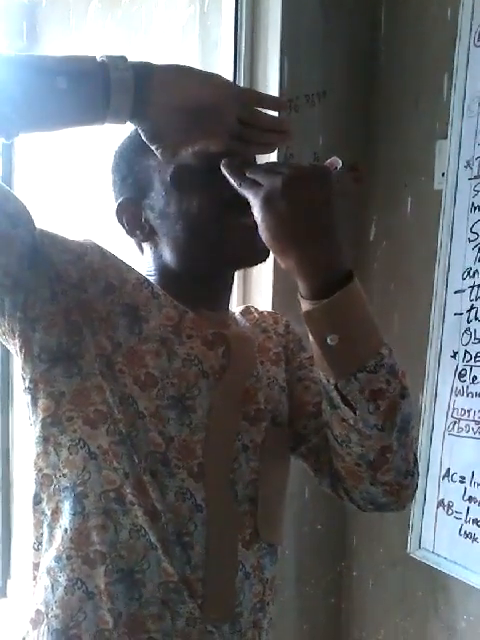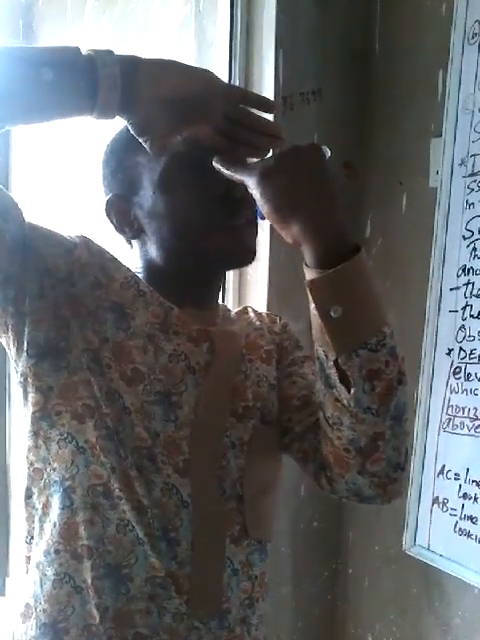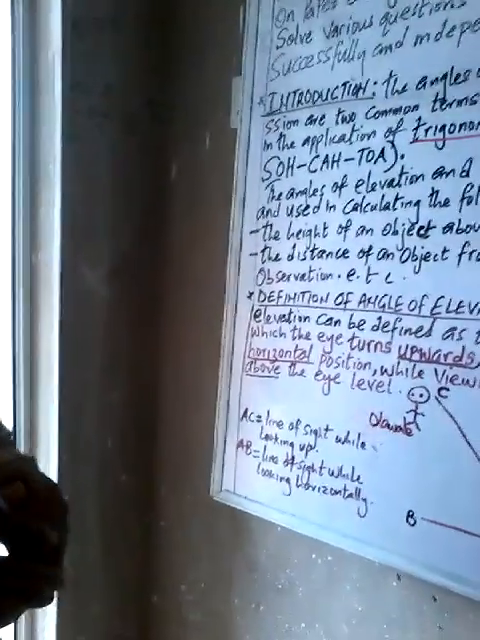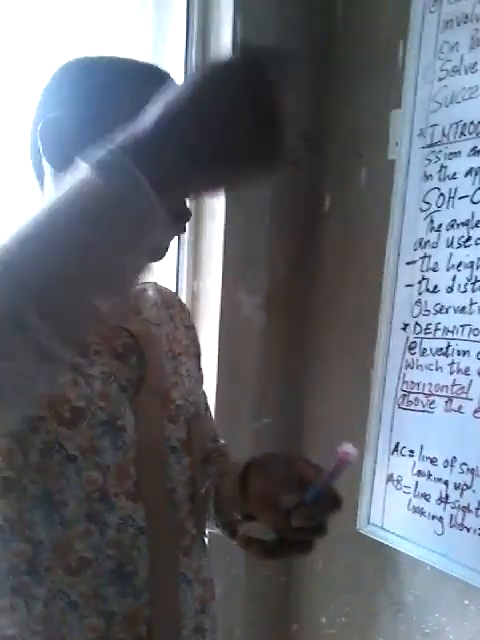So it's something like this. I'm looking straight, this is my horizontal eye level. I now look up, I turn my eye. Then there's an angle here. This angle at the middle is called the angle of elevation of that object I'm looking at from my eye.